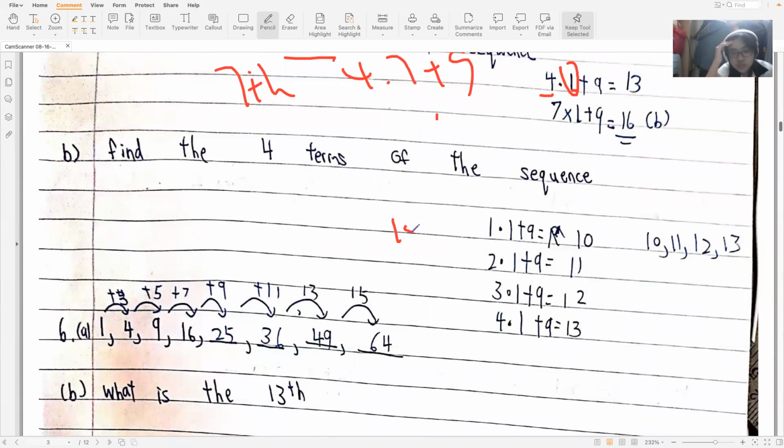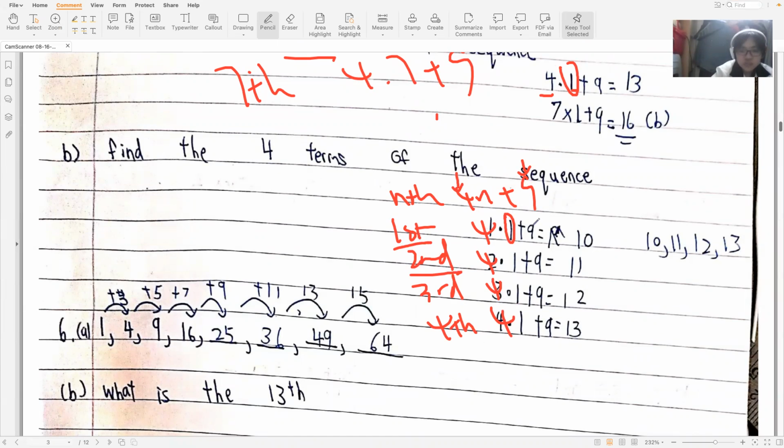Similarly, they want the first term, the second term, the third one, the fourth one. So what are you going to do? The 4 cannot be changed. The nth term is 4n plus 9. So what it means is 4 is fixed, 9 is fixed, n can be changed. If it's first, you change the n to 1. If it's second, you change the n to 2. If it's third, you change the n to 3. If it's fourth, you change the n to 4.